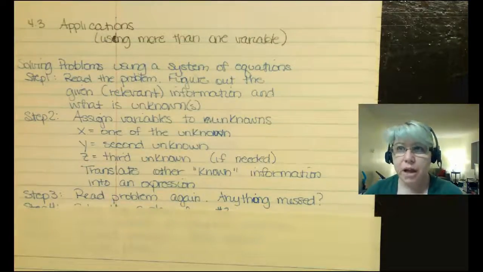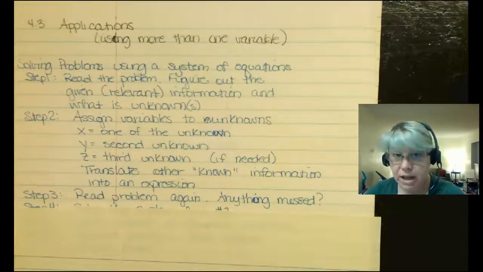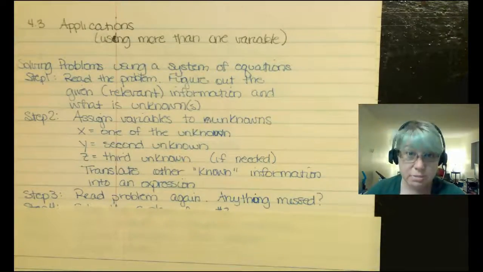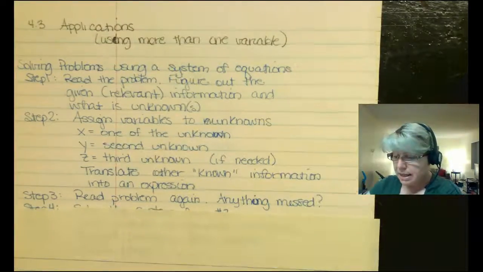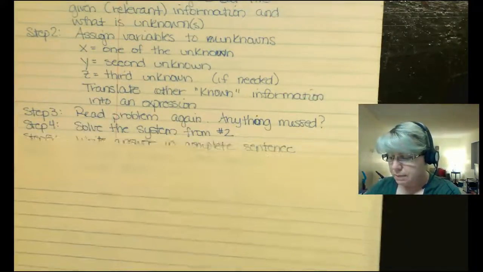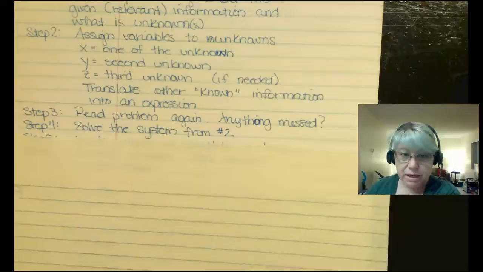In 1945, the World Series, blah, blah, blah. I didn't need 1945, but it was a number, and sometimes that gets me distracted. So make sure you reread the problem and see if you missed anything, see if you grabbed anything that you didn't need. Fourth step: solve the system that you created in step 2.